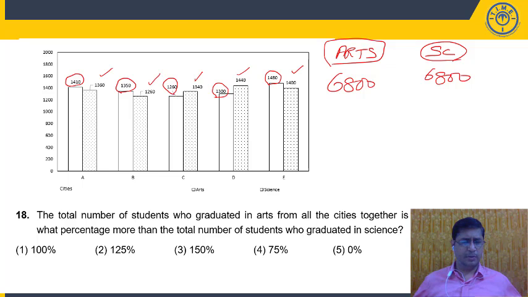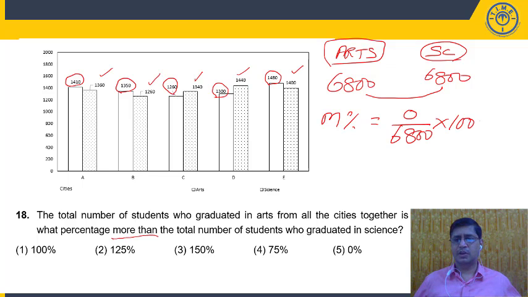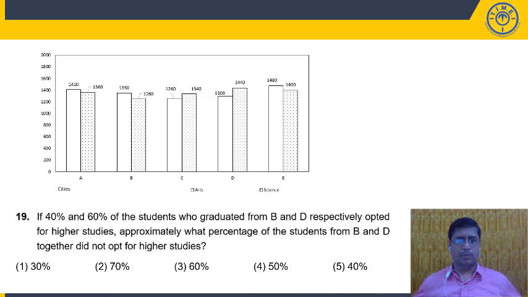So what is the percentage? What is the more percentage? Percentage more means difference by the smaller value. What is the difference here? 0. So 0 by 6800. Now here this numerator is 0, so what is the answer? Yes, you are right. You need not solve this. When the numerator is 0 in the fraction and the denominator is some value, then the percentage is 0%. Option number 5. Difference is 0, so 0%. Now look at the next example, question number 19.